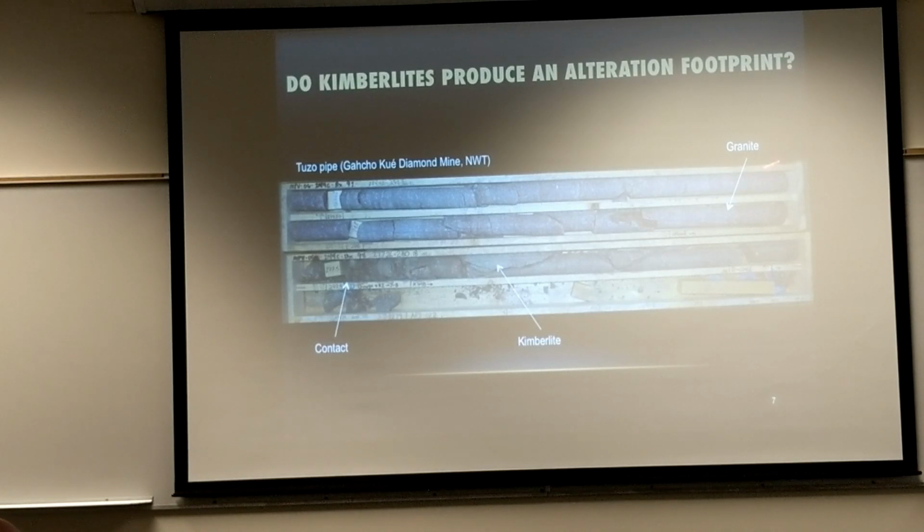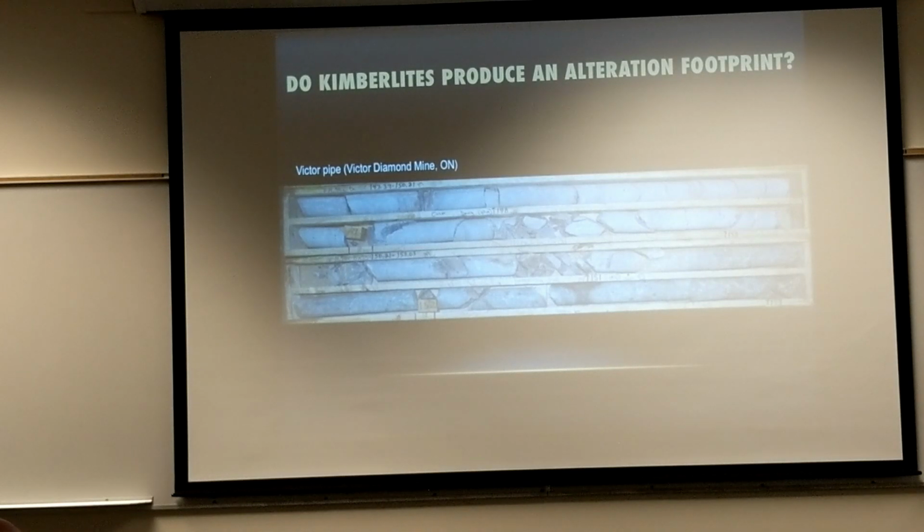You don't see any changes in mineralogy of the granite. You don't see actual new minerals forming. So is there an alteration halo? That's a good question. Probably not there. In Victor pipe, you can see here's the limestone, here's the kimberlite, here's the contact. Do you see any mineralogical change in the limestone that indicates that the kimberlite is below? And the answer is not really.